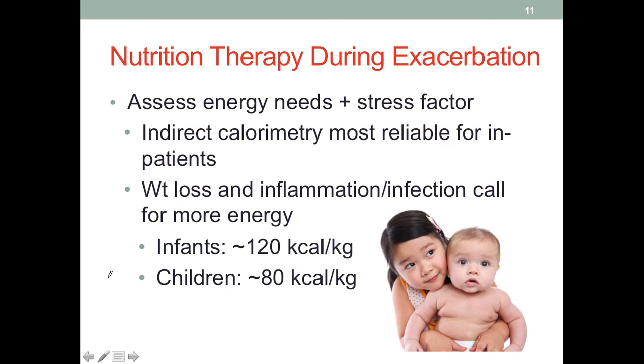When patients are going through exacerbation, we consider that acute inflammation a stress factor. It is significantly increasing the energy requirements, so this must be considered.